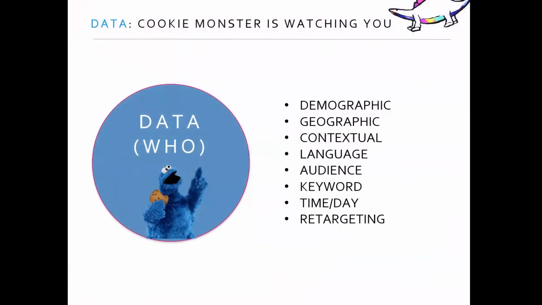Cookie Monster is watching you. So tracking pixels, any sort of attribution, any sort of bucketing that is happening on you is considered data. And these are the 8 typical ways that DMPs, data management platforms, are segmenting you into different buckets. So there's the demographics, your household income, your marital status, your age, your gender. There's the geography that you are in.